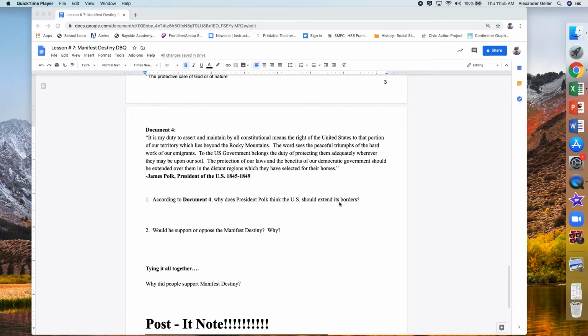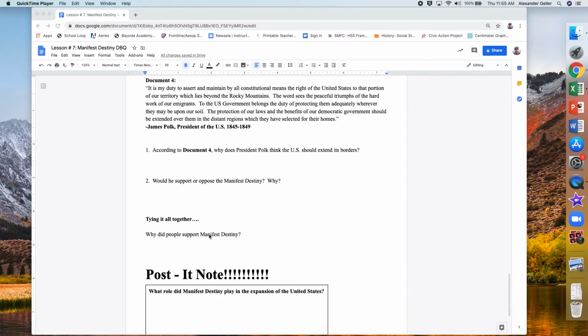So read this passage, and according to this document, document 4, why does President Polk think the U.S. should extend its borders? Based on what you read here, would he support or oppose manifest destiny, and why? So after you read this, you should be able to make the decision. Does he support or want to support this, or oppose, doesn't like manifest destiny? You need to be able to tell me which one.